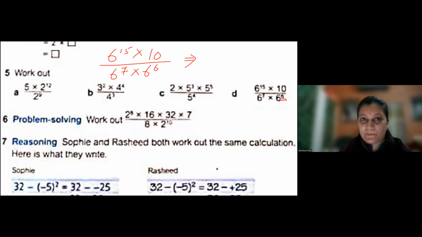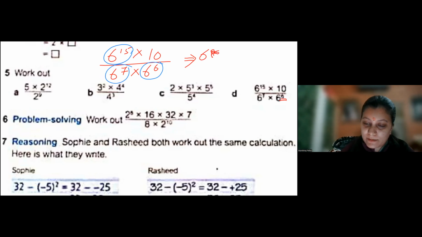Six, 7, 14, 13, 6 to the power of 13. 6 to the power of 2 into 10. Very nice. Correct. So first of all, 6 to the power 15 will be as it is. First, let us solve the denominator. You have done it correctly. 6 to the power 13.